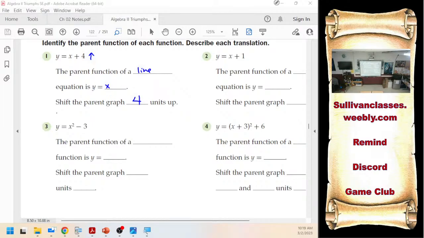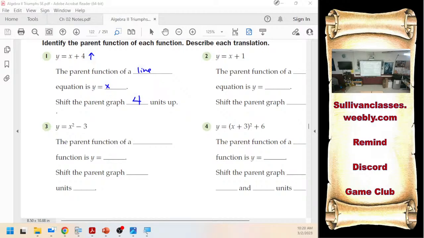Tell me, up, down, left, or right, what's the parent graph? So it says plus 3, and it's in the grouping. You've got your arrows next to that one. So if it says plus 3 in the grouping, I go left 3.